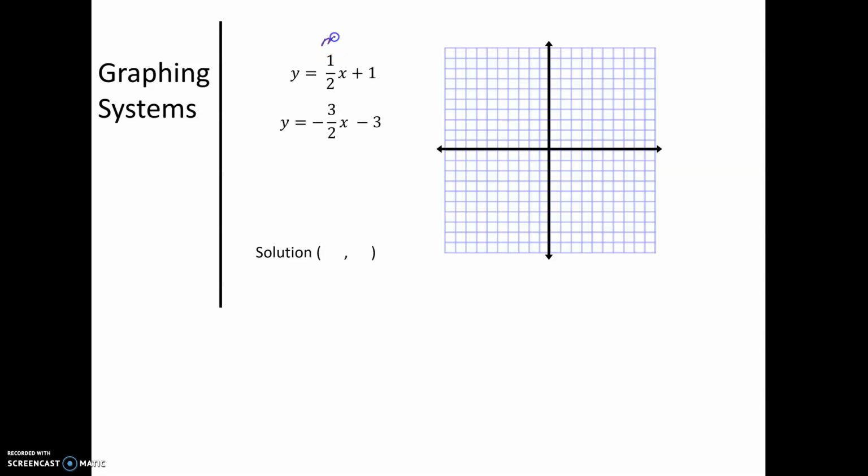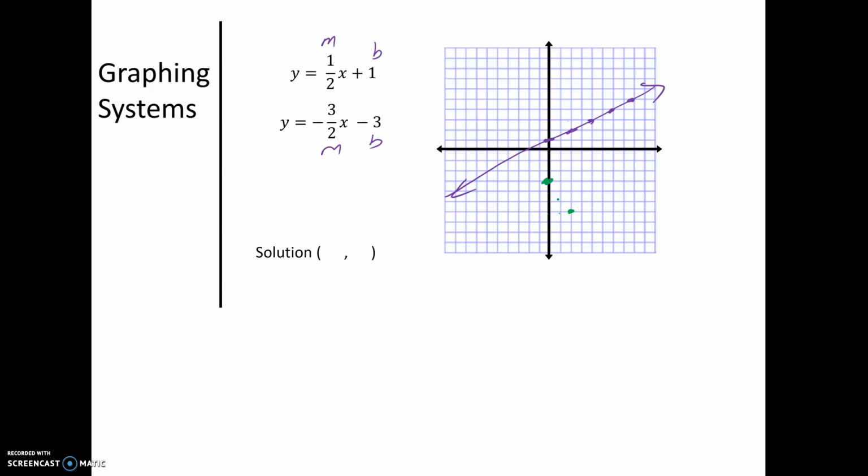So this is my slope and this is my y-intercept. I'm at positive 1. I'm going to go up 1, right 2. Do that a few times. There goes my line. This one has a slope of negative 3/2 and a y-intercept of negative 3. Let me get a different color going here. So we're at negative 3, and I'm going to go down 3, right 2. 1, 2, 3, 1, 2.